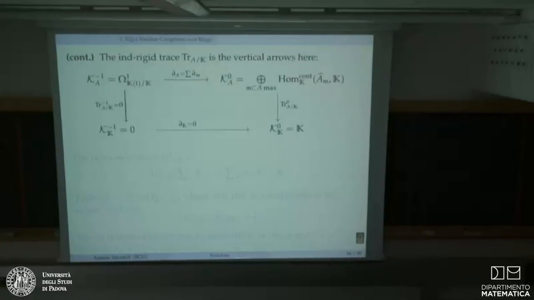What is the homomorphism here? It's the obvious thing. So here's the formula. I take in each summand a functional, and I evaluate it on 1. So I get a constant. Very natural to do, and this is the formula here.